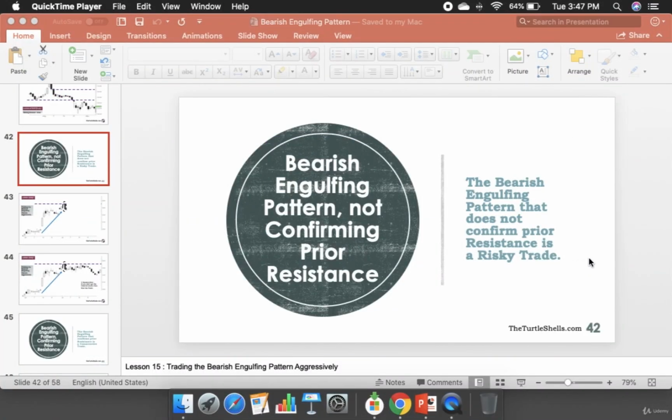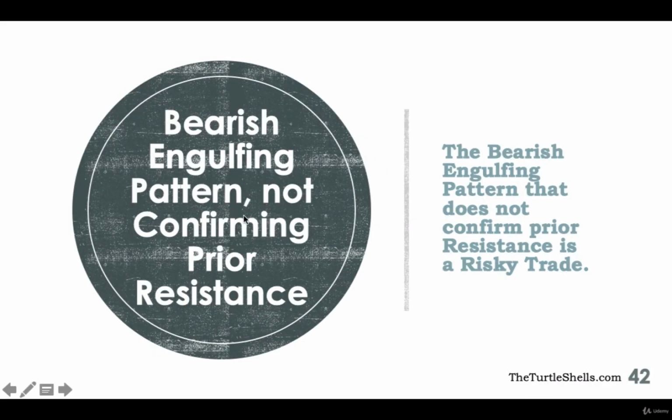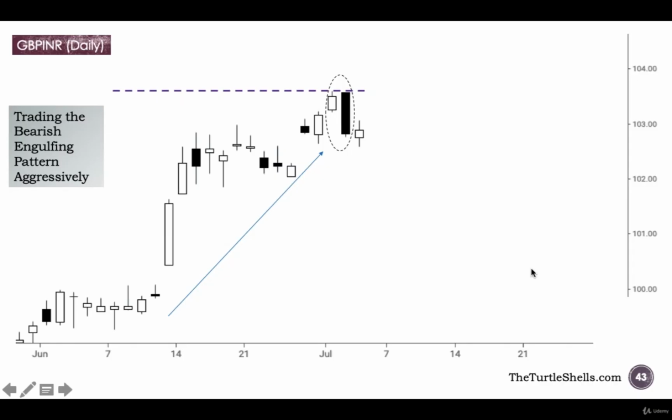Now let us have a look at the bearish engulfing pattern not confirming prior resistance. We have looked at the standalone shooting star. Standalone means it is not confirming any prior levels. So that's a risky trade which we have discussed before. It's a low probability trade that is called aggressive trading. But since it is a valid pattern, some traders might go ahead and take the trade because they are willing to accept that amount of risk. So a bearish engulfing pattern that does not confirm prior resistance is a risky trade. Let's quickly have a look at an example.